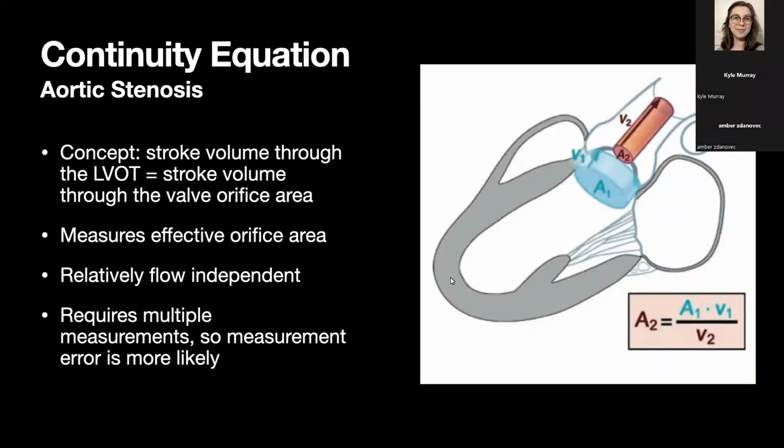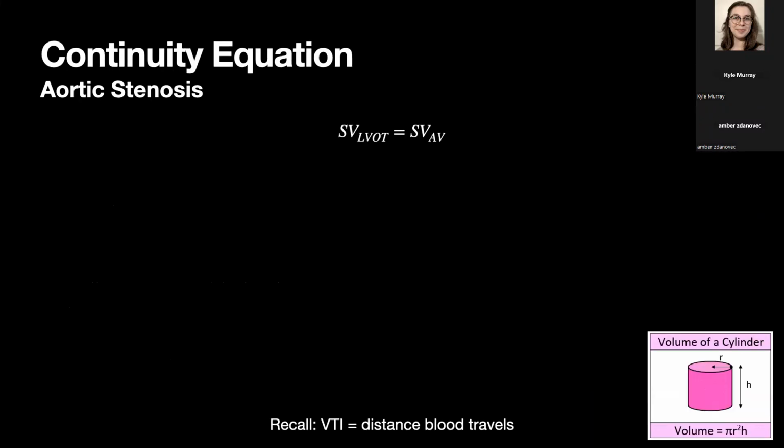There are a couple things you have to measure for this, and anytime you have to measure multiple things, there's always a risk for more error than if you're just measuring one thing, so keep that in mind. And then some of those values even get squared, so there is always a potential for measurement errors. So we'll look at the math of this.